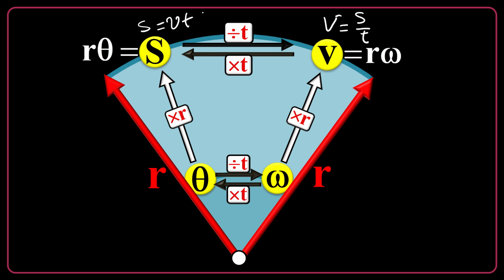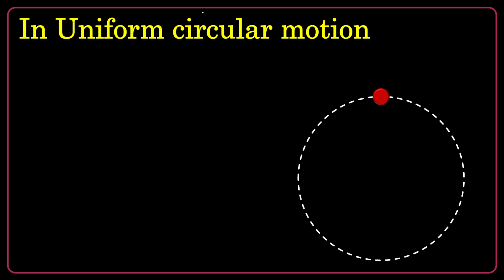Now let's proceed to the next one, a very important introduction: uniform circular motion. What is uniform circular motion? Suppose that this object is moving on the circle, but at a constant rate. It travels, for example, 10 degrees in each second. So in each second, we expect 10 degrees of angular displacement.